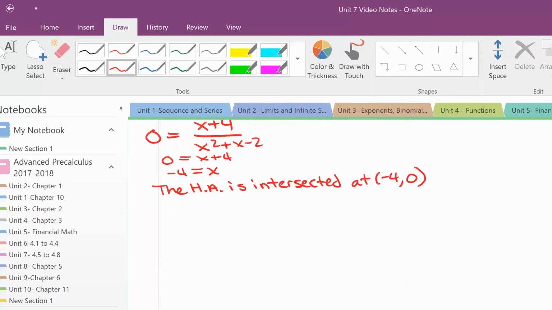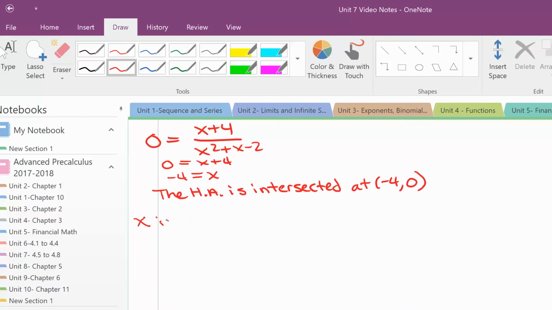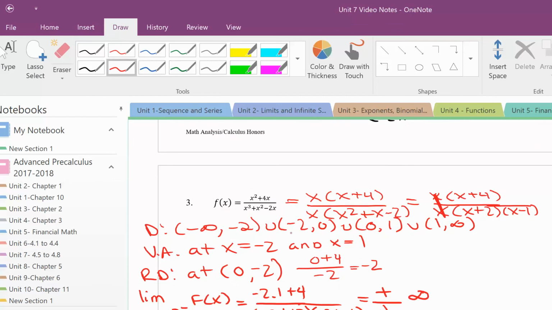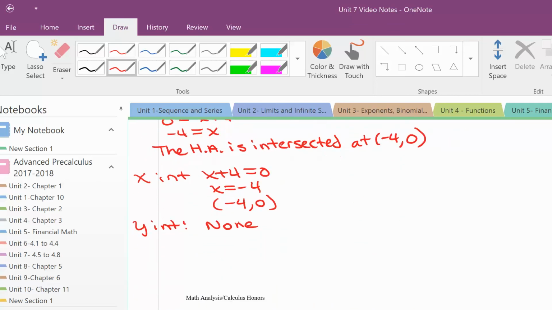So now when we talk about the x-intercepts, well, the x-intercept, you set the numerator equal to 0, so it is negative 4. And now for the y-intercept, however, there is no y-intercept because of the fact that 0 for x is not in the domain. Remember way back in the beginning, we said that it doesn't include 0, so therefore there's no y-intercept.